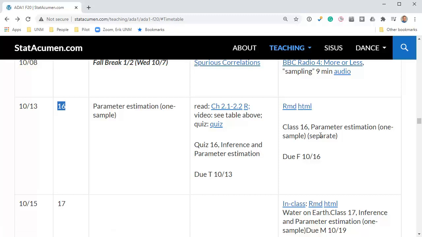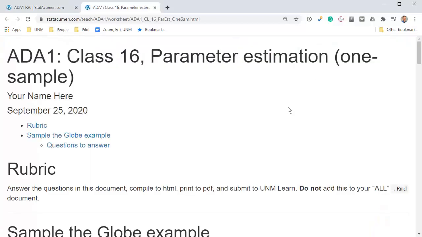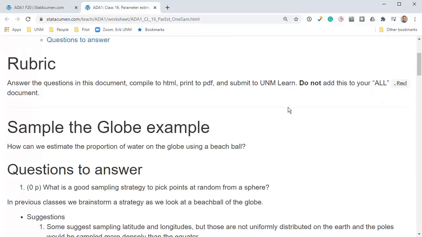So this is a separate assignment from our project. So let's open up the HTML file. You would download the markdown file and open that in RStudio. For this walkthrough, I'll just look at the HTML. So this is a separate assignment, so do answer the questions in this document and upload the PDF of this document. Don't add it to your all document.